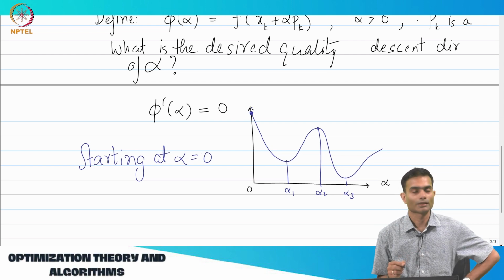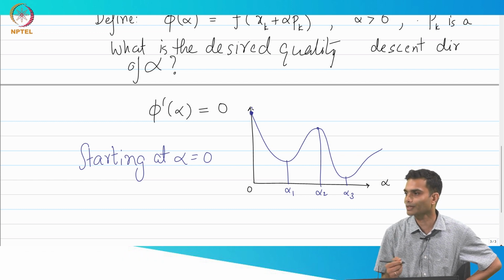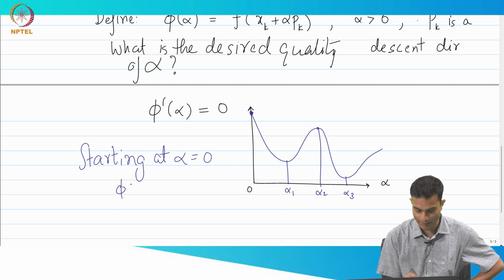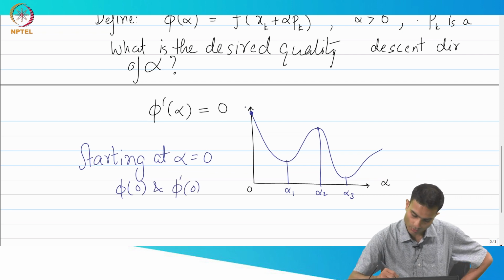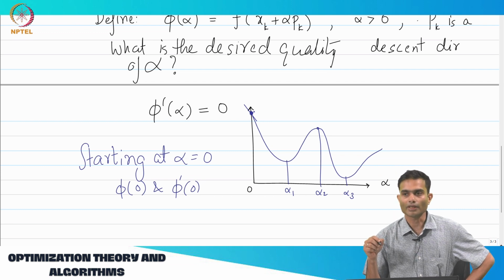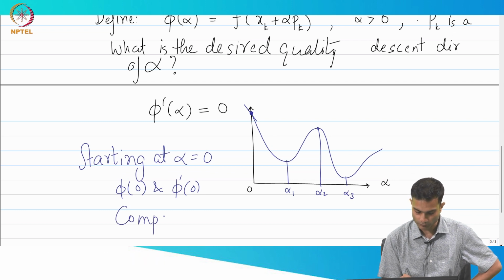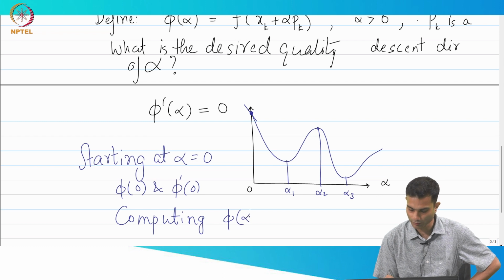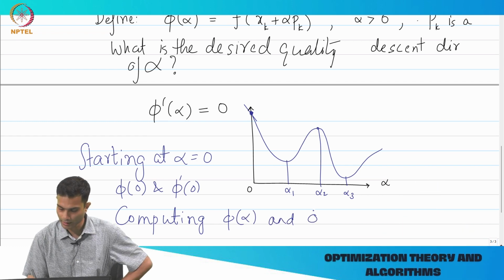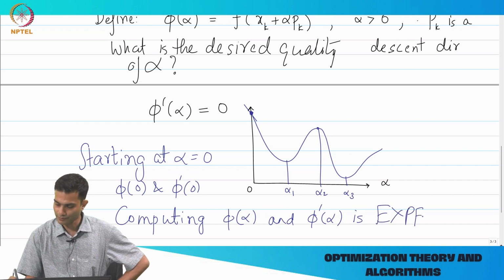Okay. Supposing I further give you the value of the derivative at the starting point, then maybe I have phi of 0 and phi dash of 0. That means I know kind of this slope over here. That's all that is given to me. Now in many real life problems, computing phi of alpha and phi dash of alpha is expensive.